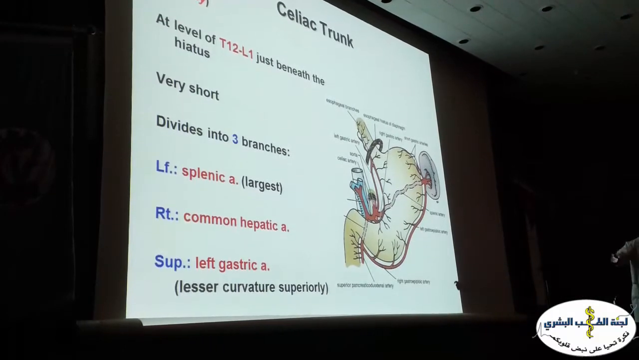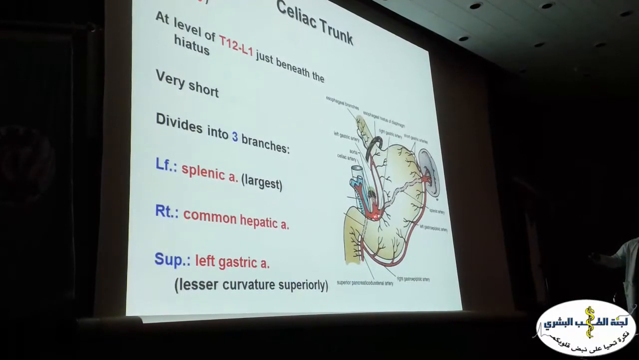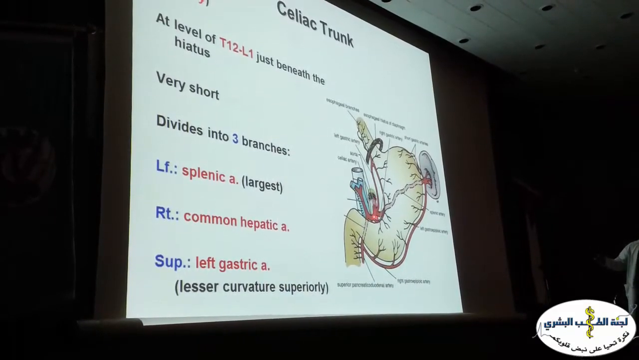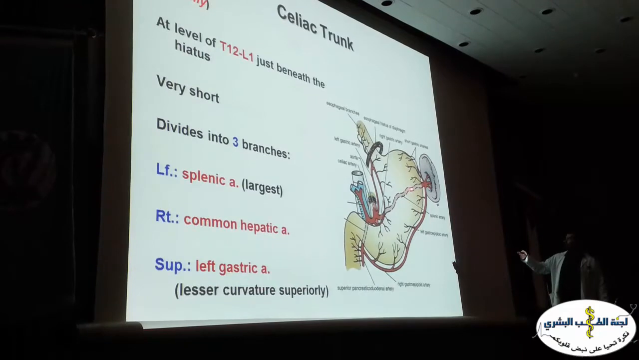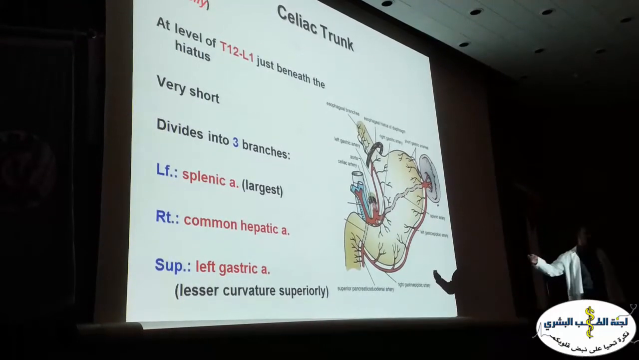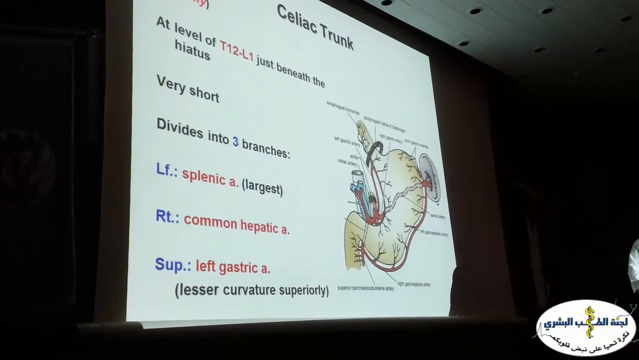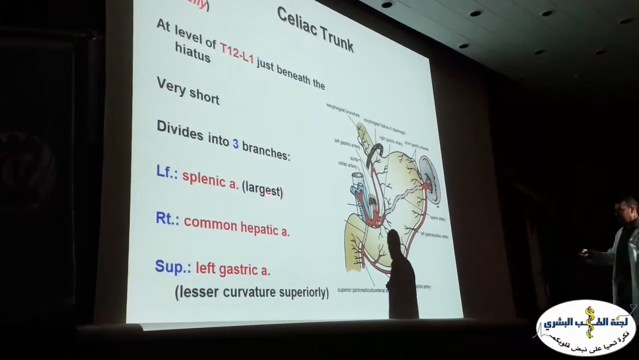The first one, which will go to the right, by common sense, will supply the liver, which is located on the right, and the gallbladder. So this will be called the common hepatic. The one which will go to the left, behind the stomach, to reach the spleen, is the splenic artery. This is the largest branch. By the way, the splenic is the largest.